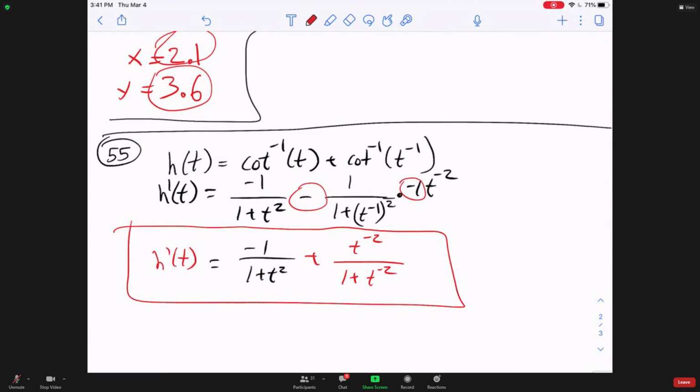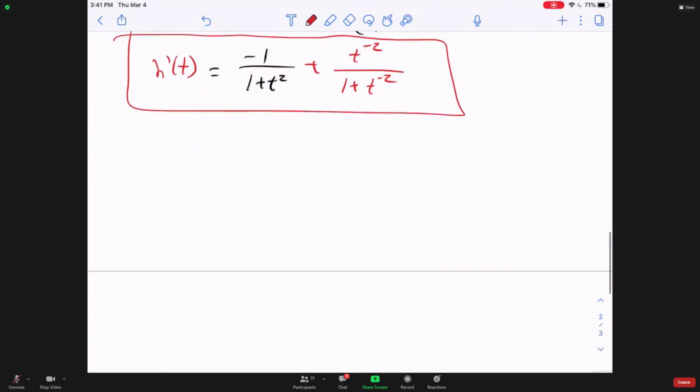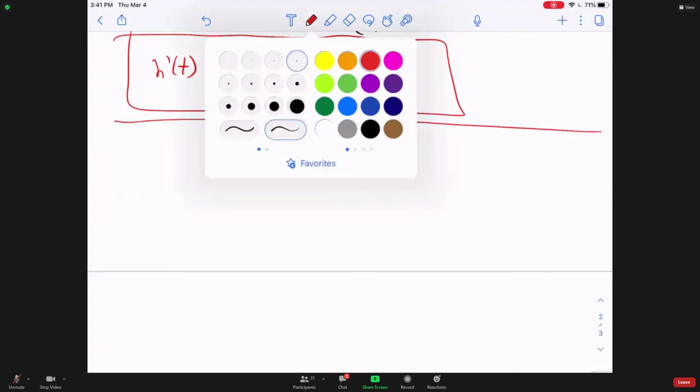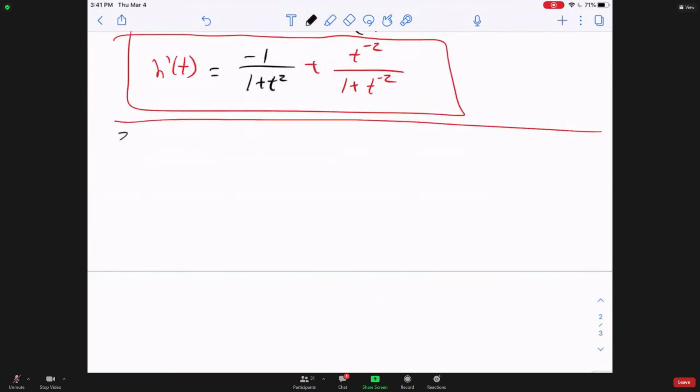Let's move along to section 3.6. Derivatives of log functions.